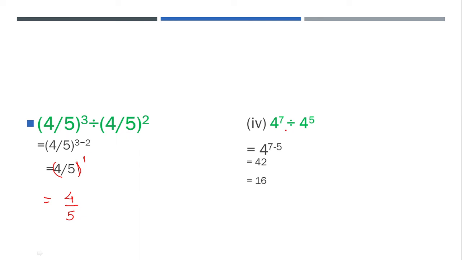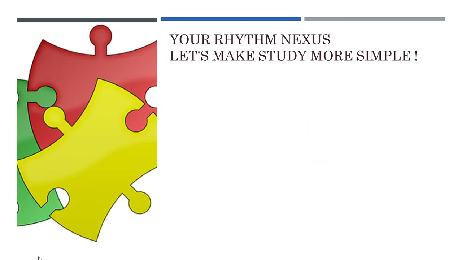Then the last example is 4 raised to 7 divided by 4 raised to 5. The base is the same. Take it common. 7 minus 5 will be 2. That is 4 raised to 2. 4 raised to 2 means you have to multiply 4 two times. 4 fours are 16. So the final answer will be 16.